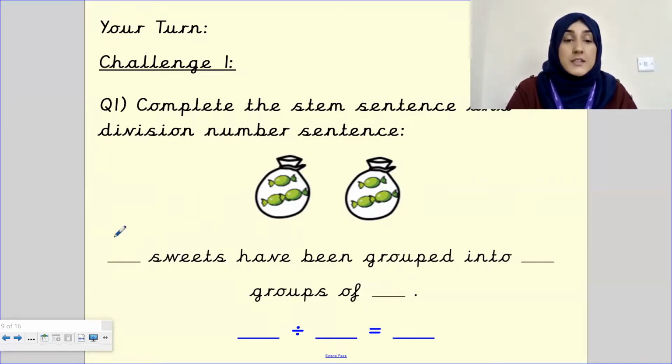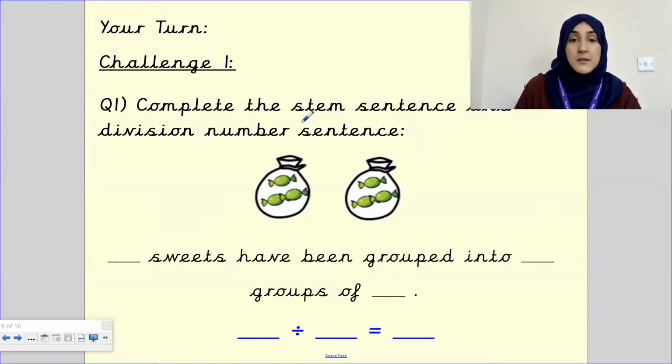Now, the first number when we are doing a division stem sentence or number sentence should be the total amount. So we need to count these sweets together. Shall we do it together? Okay, let's do this one together. We're counting the total amount all together.